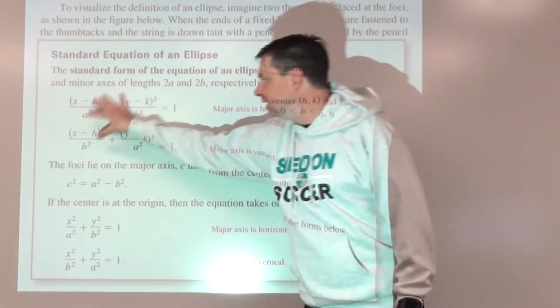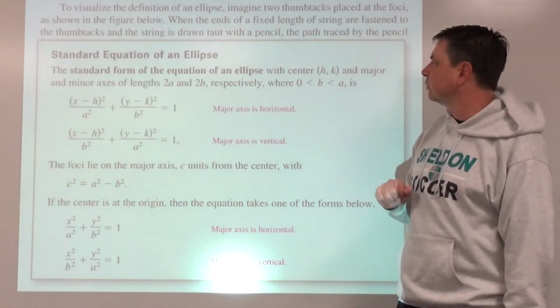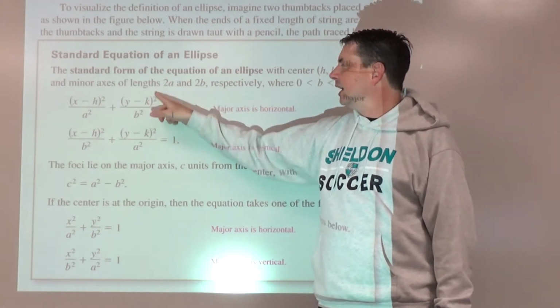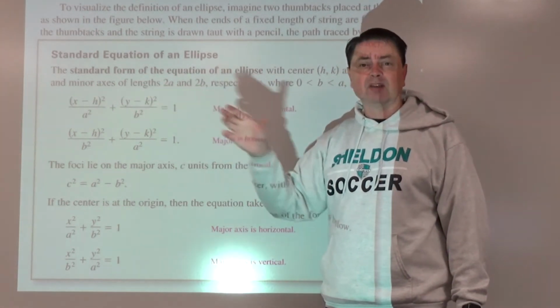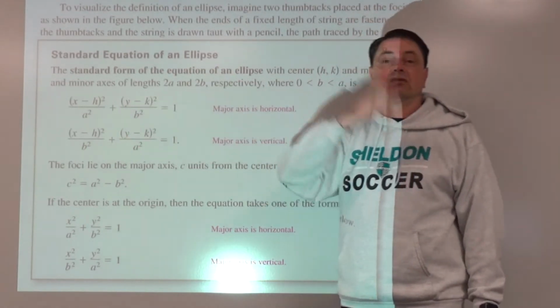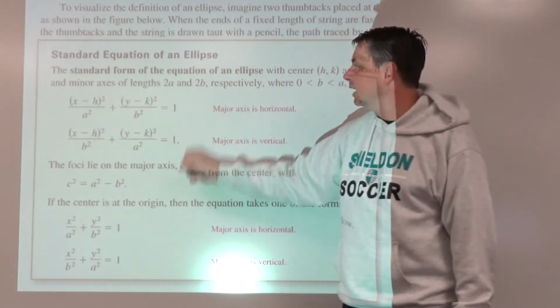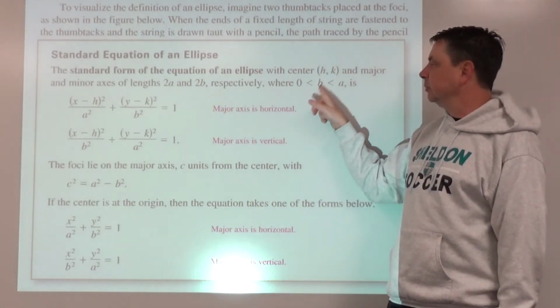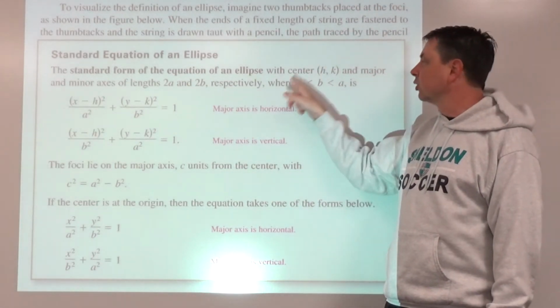So here are the standard form equations for an ellipse where we're talking about the length of the major and minor axis. Major axis is 2a. Remember, a was the distance from the center to a vertex. So to go vertex to vertex is a plus a, or 2a. Minor axis is 2b. a has to be bigger than b. They're both positive.